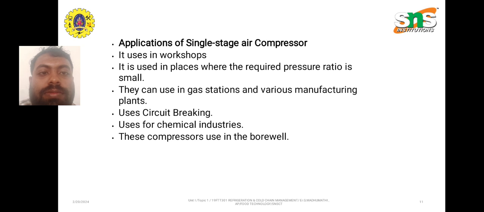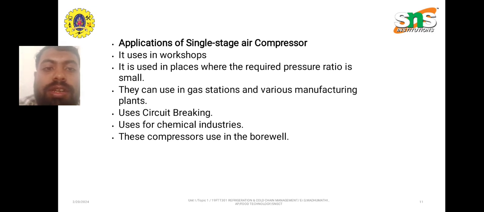Applications. The applications of single stage air compressor are as follows. It is used in workshops. It is used in places where the required pressure ratio is small. It can be used in gas stations and various manufacturing plants. It is used in circuit breaking in electric industries. It is also used in chemical industries. These compressors are also used in borewells.